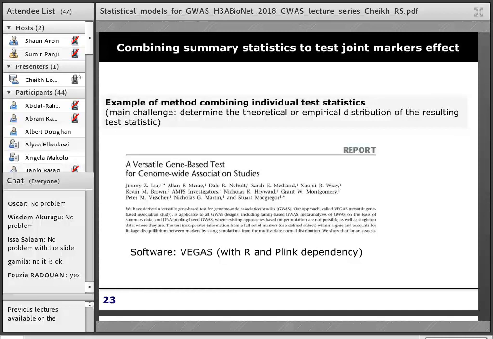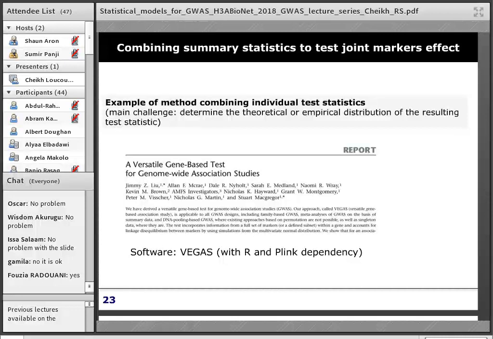For example, if you have, on a gene, like 10 SNPs belonging to the same gene, you can combine them. You know that each test statistic individually is following, for example, a normal distribution. You know that the sum of normal distributions should be a normal distribution if they are independent. But here, as they are in linkage disequilibrium, you can have linkage disequilibrium among the SNPs.